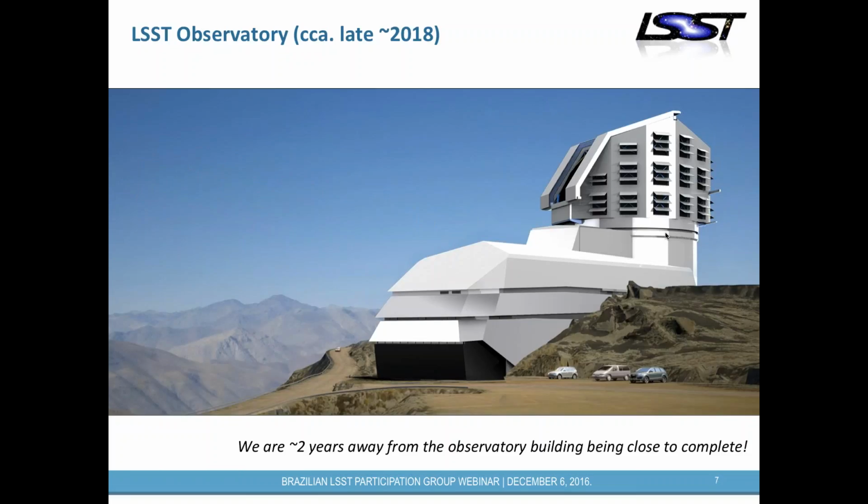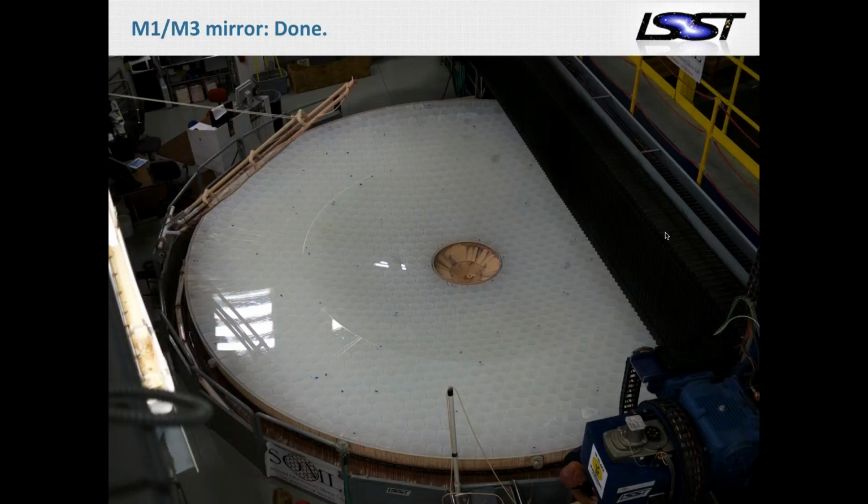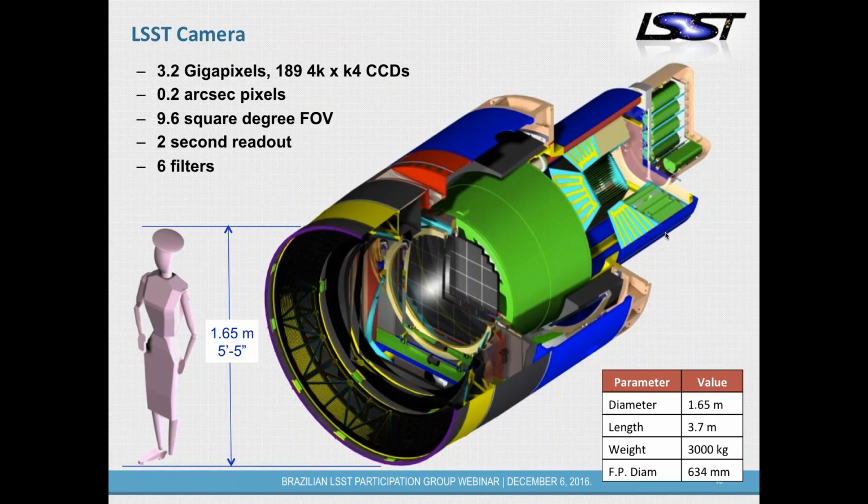So we are, and this is especially impressive to those of us who have been working on the project for quite a long time, just 2 years away from the observatory being close to complete and less than 3 years away from first light. So this is happening after decades of research and development and planning. We're actually building. The mirror is done. M1 and M3, it's being shipped to Chile. The mirror cell is being constructed, and the camera is being constructed as well.